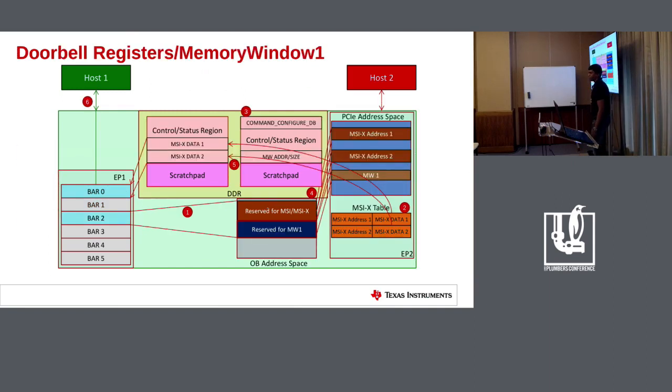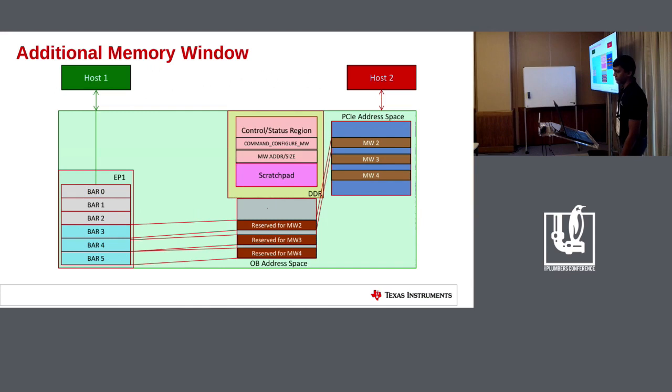Similarly for the memory window, after initialization, this is my current design, maybe this is something we could discuss, host two will allocate memory and then populate the address in the control and status region, and then write a command to configure the memory window. Once it writes that command, the software running here will configure the outbound translation unit so that the space reserved for the memory window is mapped to an address that is actually programmed by host two. For accessing memory window one, host one will write to BAR two with an offset, using which it will access the buffer in the other host.